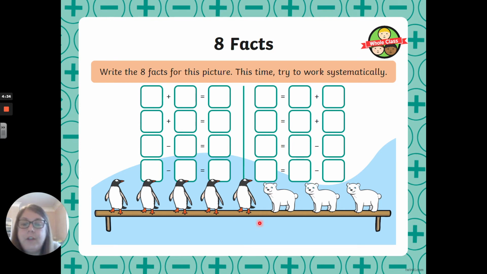So let's have a look at this one. So we've got how many penguins and how many polar bears, how many altogether. See if you can write the 8 facts to go with this picture.